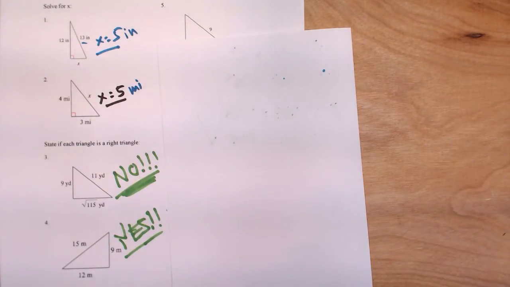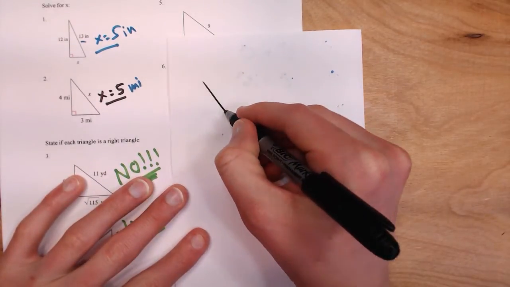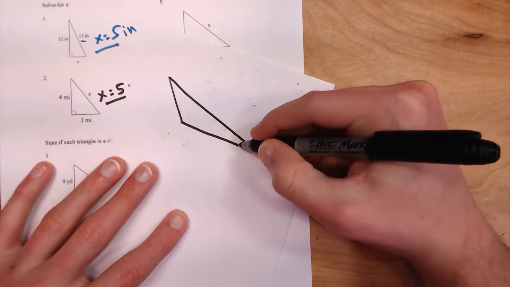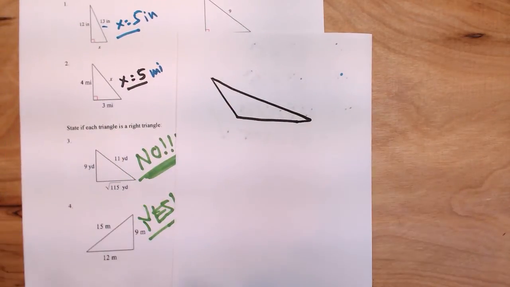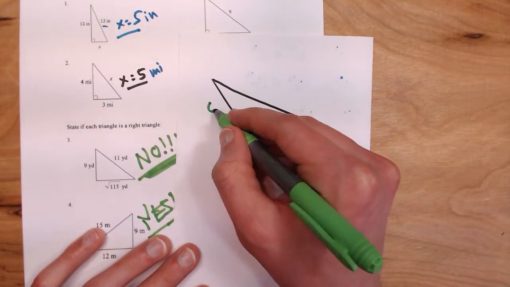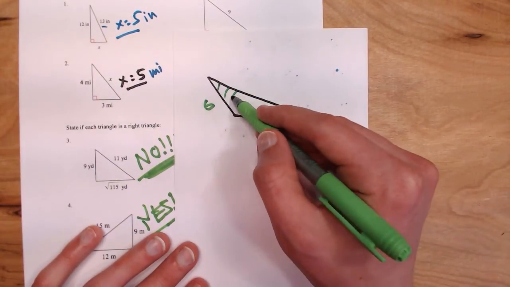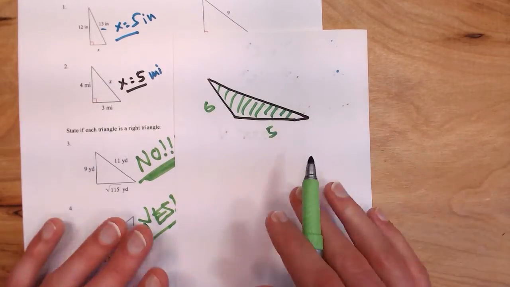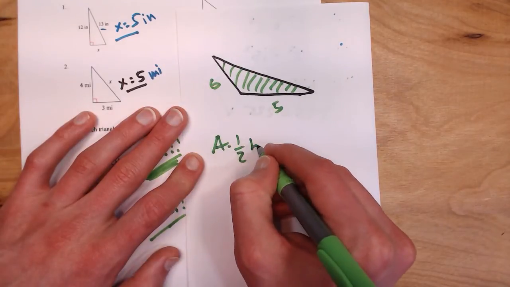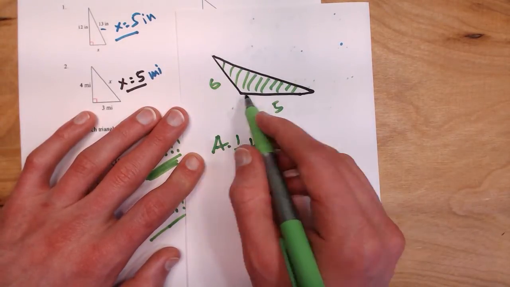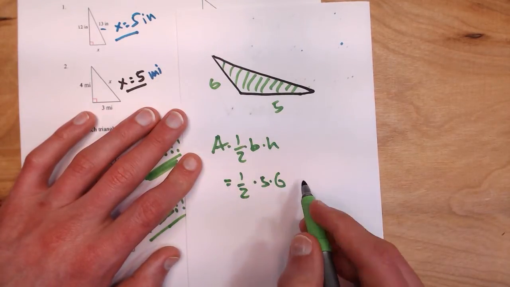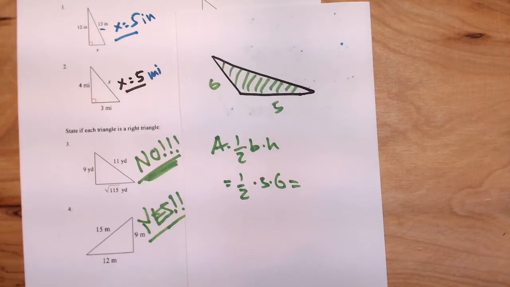So let me give you an example. Let's take this kind of goofy triangle. It's not a right triangle, it's an obtuse triangle. Let's say this side is 5 and this side is 6. And I want to find how much area is inside this triangle. So I'd say, okay, no problem. I know that my area is 1/2 base times height. Maybe this is the base, maybe that's the height. Let's give it a shot. So I'll say 1/2 times 5 times 6, and I'll keep going, but let's pause for a second.